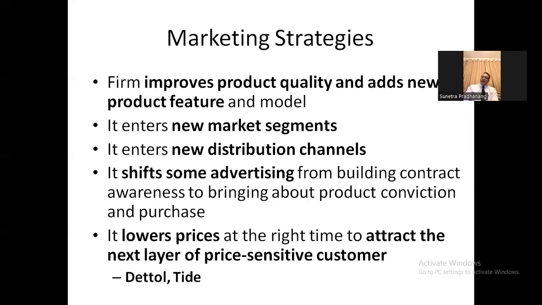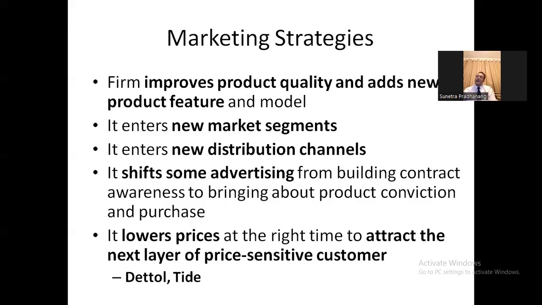So what is the marketing strategy? Yes, we have to improve the product quality. Since we have more sales, more and more competitors will be attracted. So what happens is that we focus more on product quality, add new product features, enter new markets, and go for a new distribution channel. We have to increase the rates.